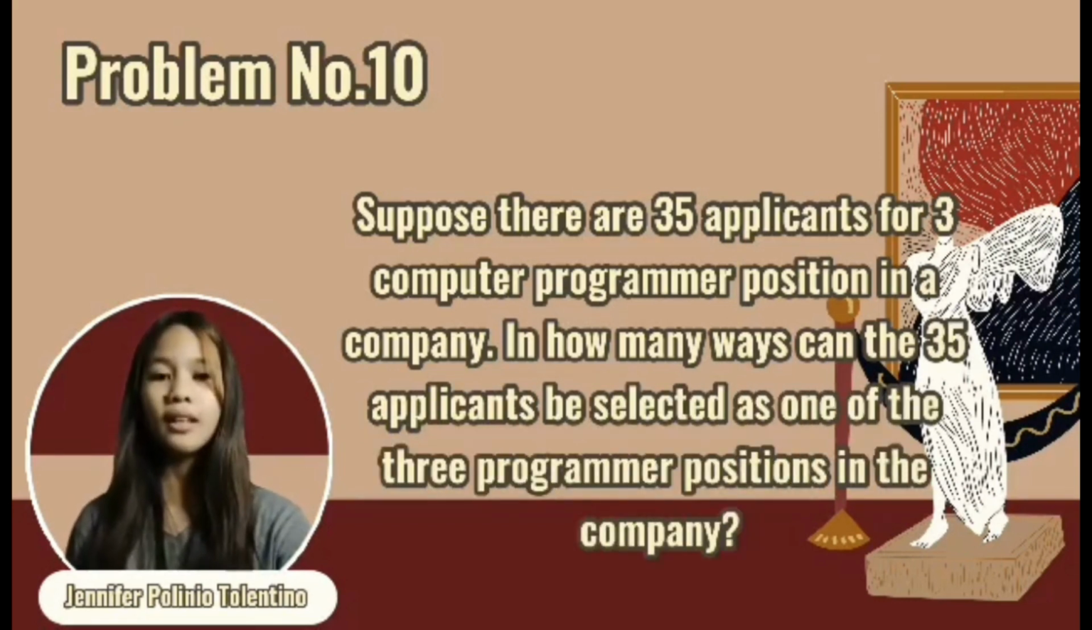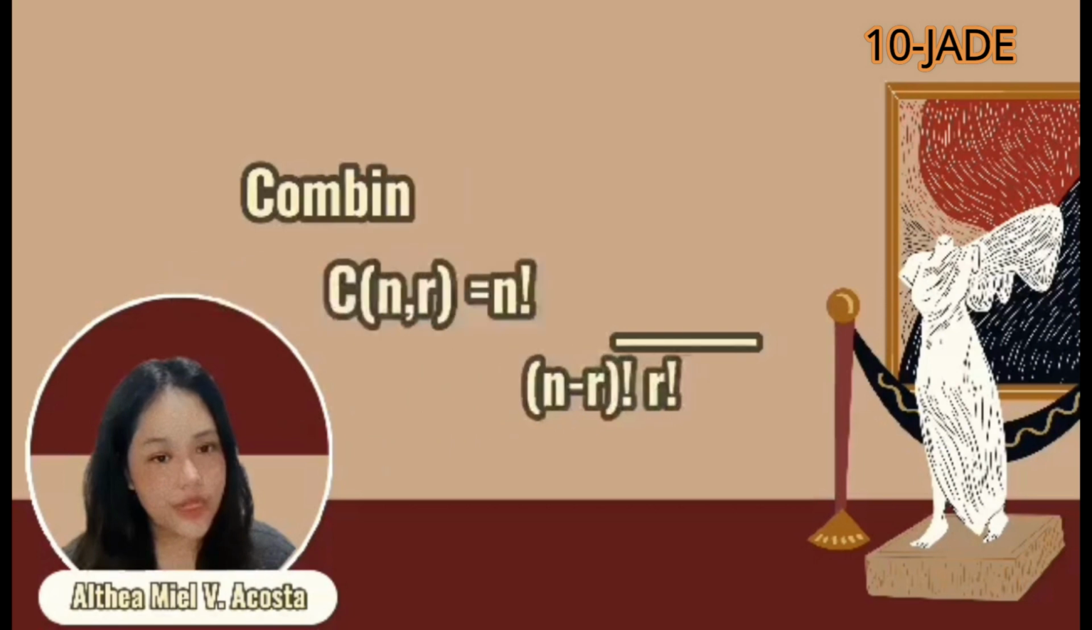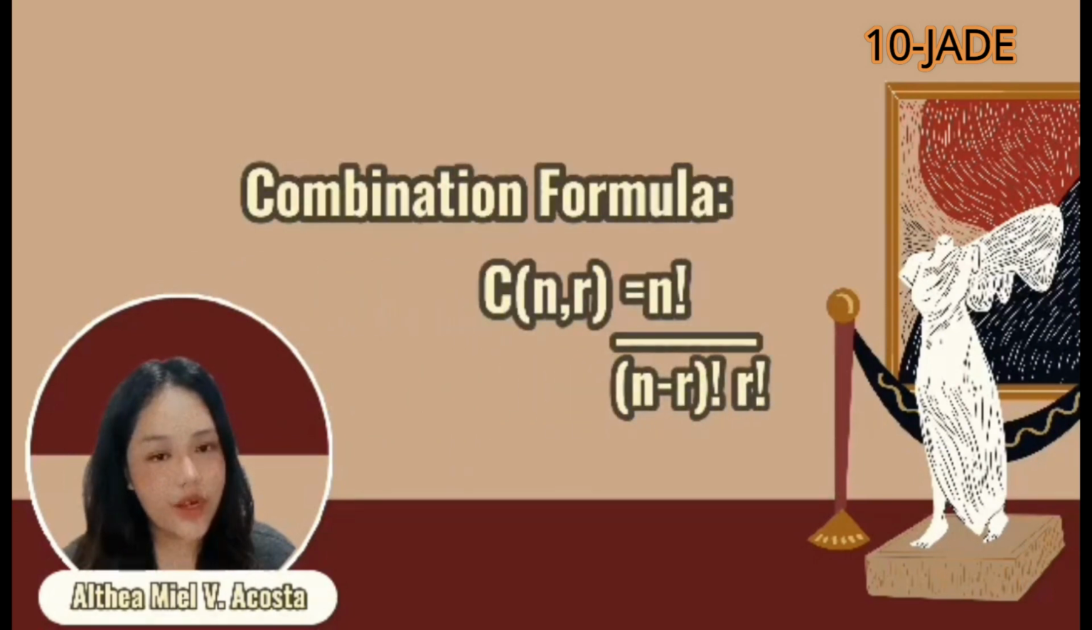Problem 10. Suppose there are 35 applicants for 3 computer programmer positions in a company. In how many ways can the 35 applicants be selected for the programmer positions in the company? This problem requires us to choose from a whole, so it is a combination. We can solve it using the combination formula: C(n, r) is equal to n factorial over (n minus r) factorial times r factorial.